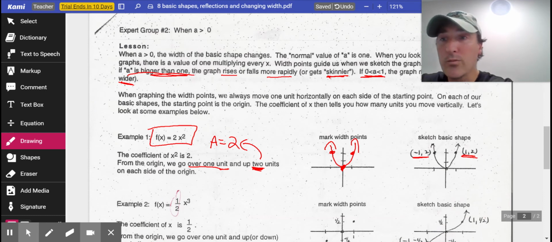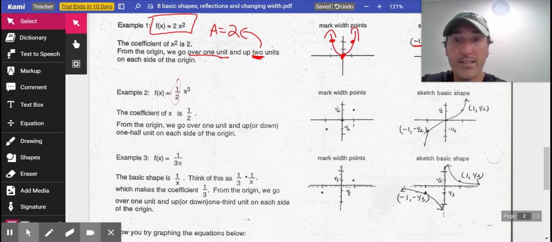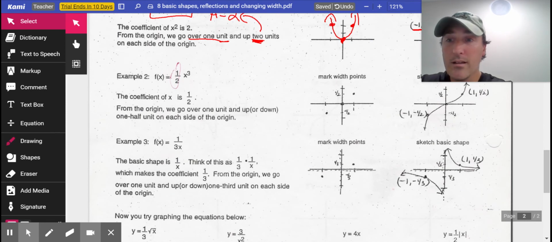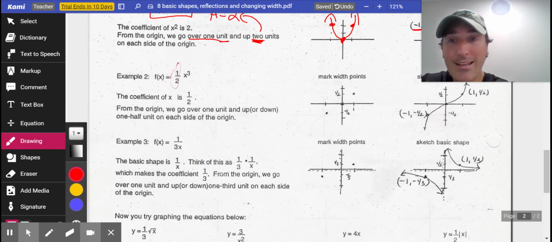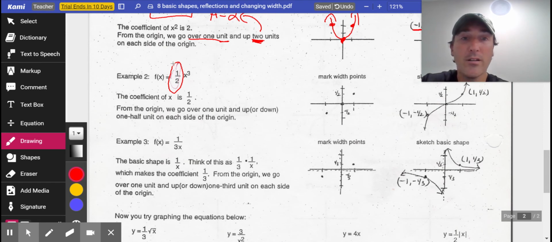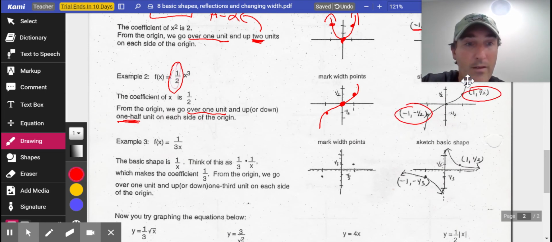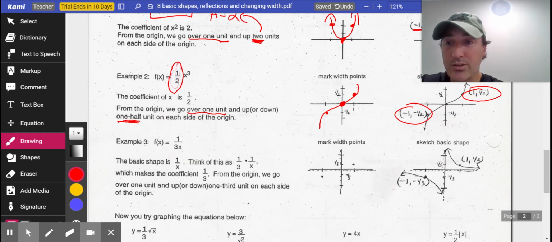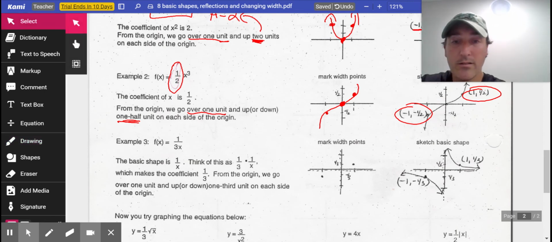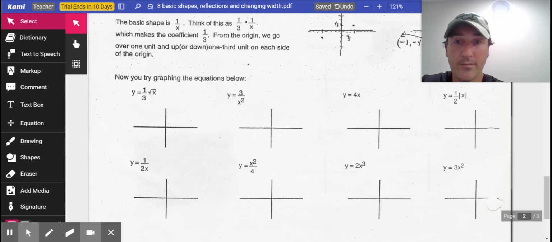Now, the next one, you could see the S curve. This is where it's going to get wider. You have the same middle point at the origin, but now when you go over 1 unit to the right or to the left, it's only going to go up or down 1/2 unit. And it's these points right here. All right. Let's go to other examples here.